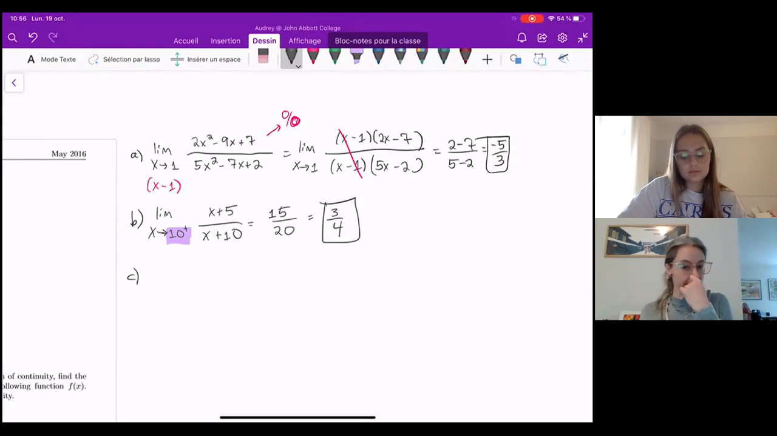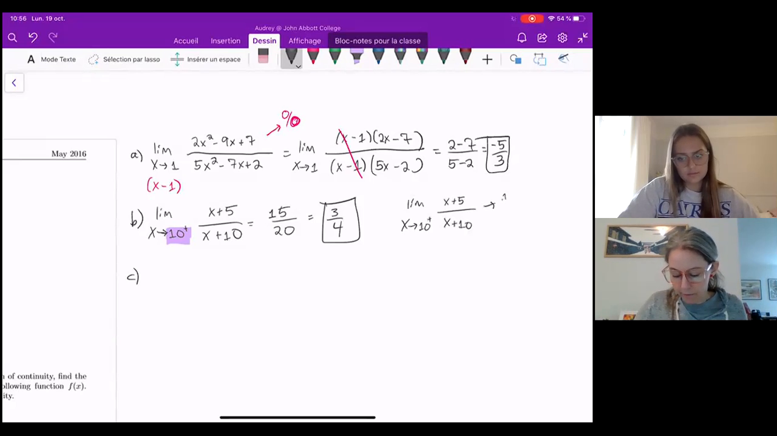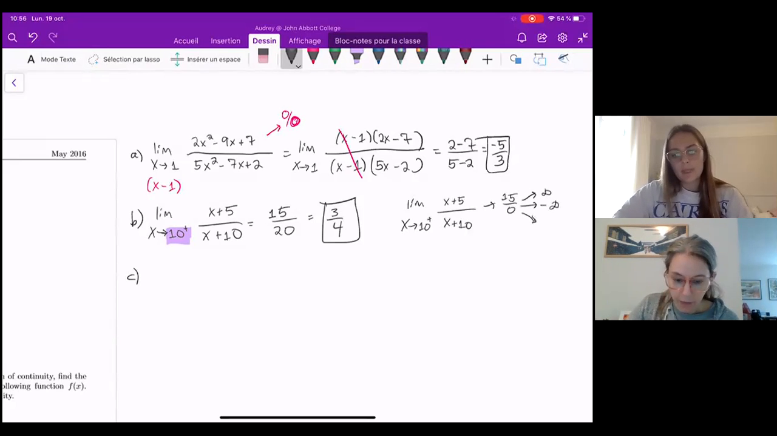If I had had x minus 10 on the bottom, how would that have changed things? Divided by 0. You got it. So then I would have had division by 0. So I would have had 15 over 0, which we know is either infinity or negative infinity. In this case, does not exist. Oh, I forgot. I have to change that to a minus.